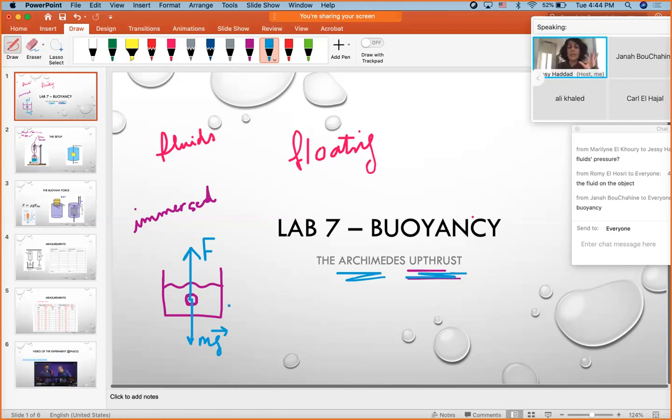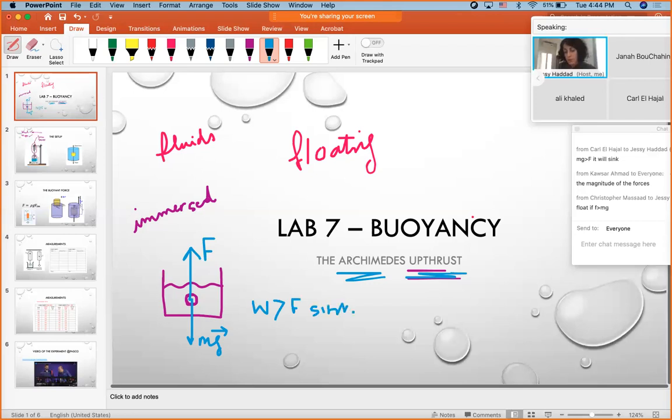Now the question is, in which case the object is gonna sink and in which case the object is gonna float? How do we know? If the weight is greater than the force, obviously the object is gonna sink. When objects are sinking in water, some students would think there's no Archimedes force on them, which is wrong. Archimedes upthrust is always on them. However, the weight could be greater than the force.